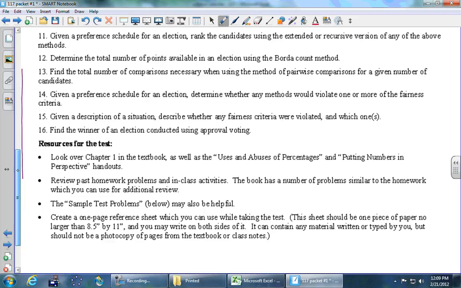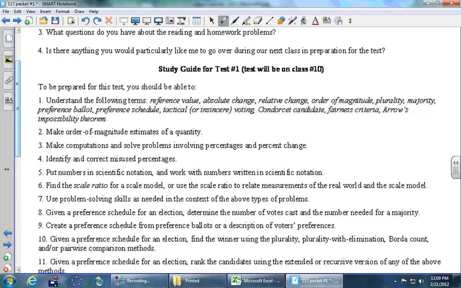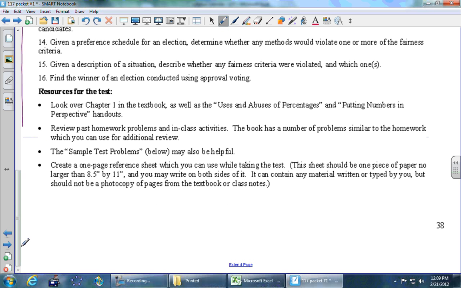On page 38, you see this thing called study guide for test number 1. It starts with a list of things that I would like you to be able to do. This is like an active list. You put check marks next to the things that you can do, and question marks where there are things that you need to study and review. There's a list of all the kinds of things I want you to be able to do. I'd encourage you to read through it.